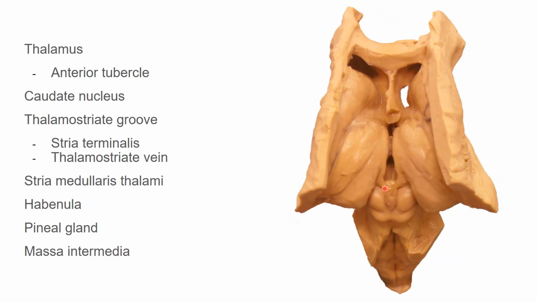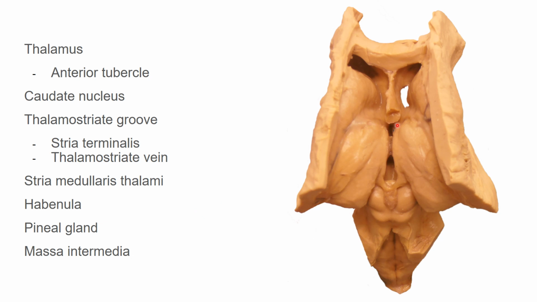Okay, so here is a better picture. So here we have our thalamus again, our caudate nucleus. Here is our thalamostriate groove with our thalamostriate vein running through that, stria terminalis over top. Then finally, we can see our stria medullaris thalami. And that's going to be running on the medial surface of the thalamus, which we will come to see is our dorsomedial nucleus. And this is what I meant when it sort of builds back into this habenula, and habenula here. And this is your pineal gland. And then you can also see really well the massa intermedia, which is going to be this section connecting the thalami.